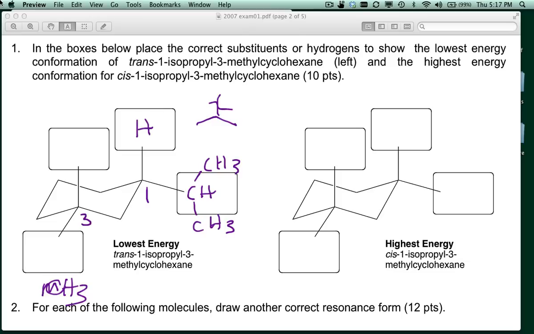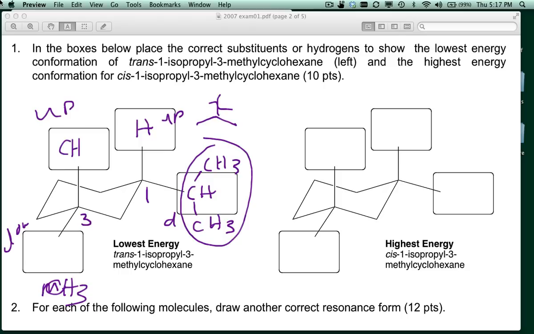Okay? If now these groups are on opposite sides of the ring, it's the trans molecule. This is the down position. This is the up position. This is up. This is down. So CH3 has to be up. If the isopropyl is down, CH3 has to be up. So I have to put it here. Okay, that means this has to be the hydrogen. So that's the correct structure then for that lowest energy conformation.